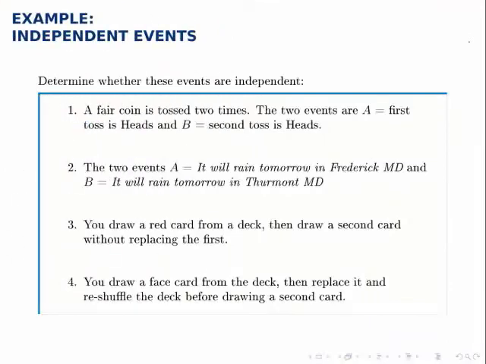Determine whether these events are independent for each of these descriptions. Remember, 2 events are independent if they have no effect on each other. In other words, one happening has no impact on the probability of the other one happening.